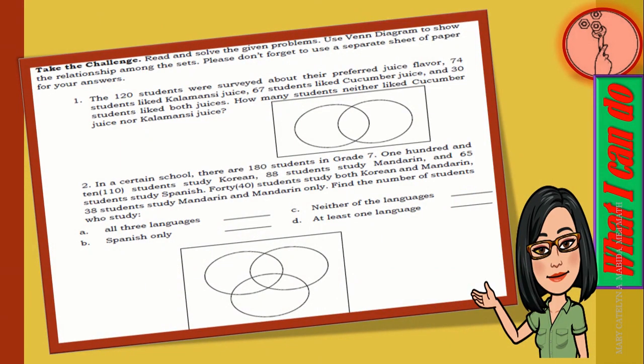And now, here's what you can do. Take the challenge. Read and solve the given problems. Use a Venn diagram to show the relationship among the sets. Please don't forget to use a separate sheet of paper for your answers. So, we have 2 numbers to work on. Again, you can pause and replay this video as needed. And of course, you can visit and check out the other videos related to this topic.